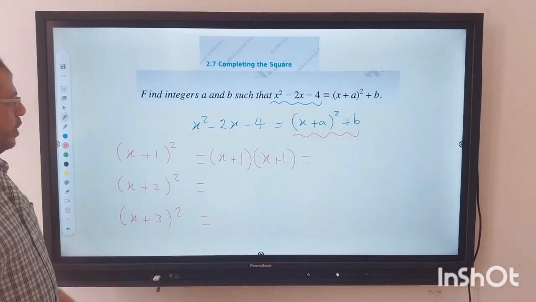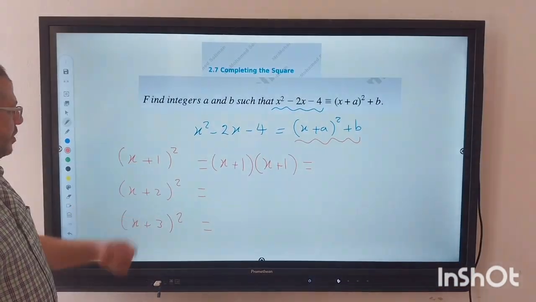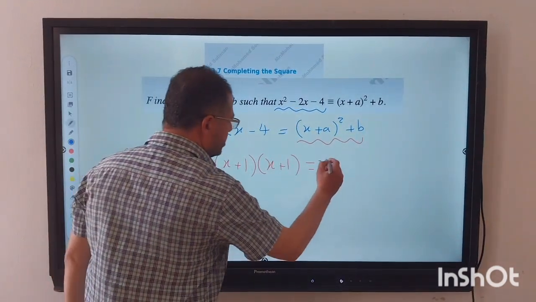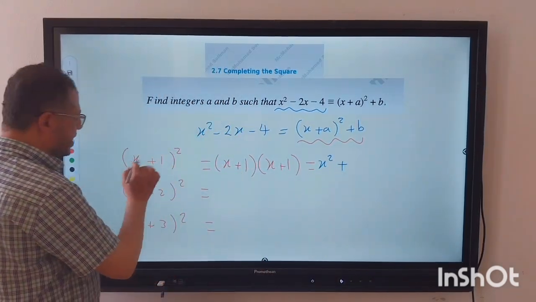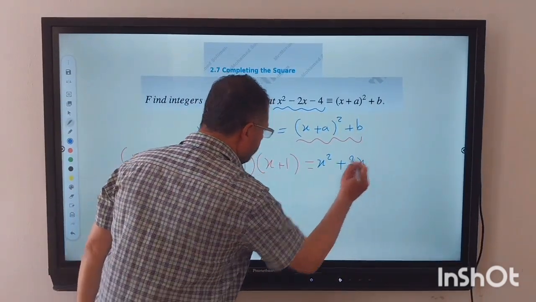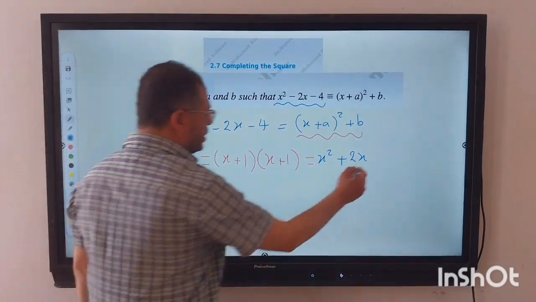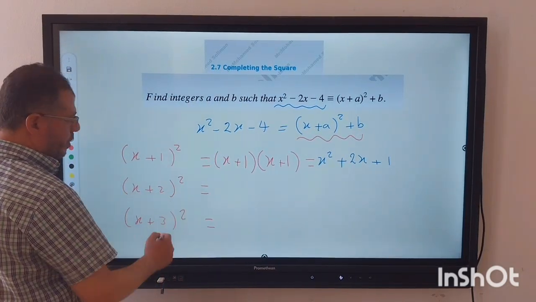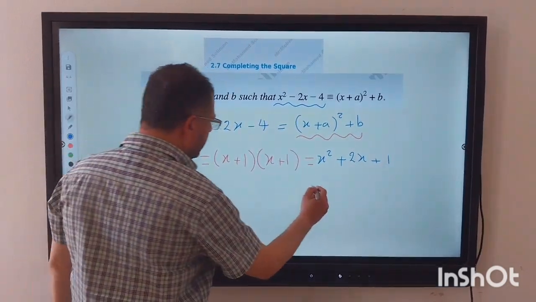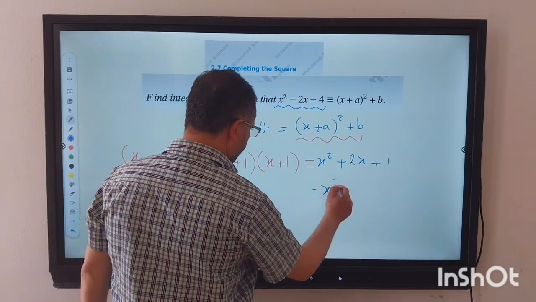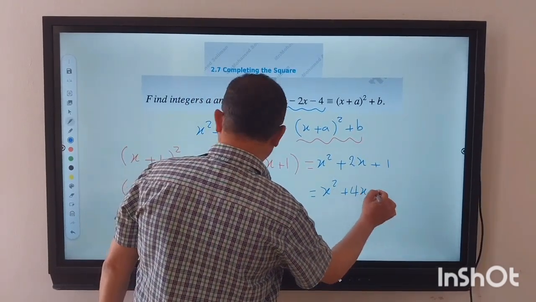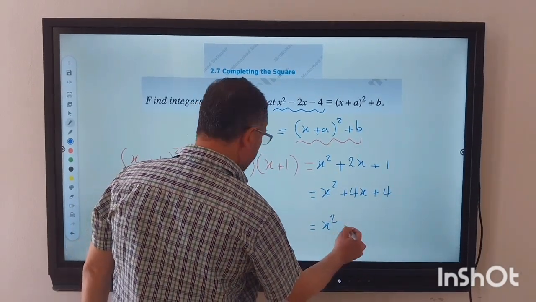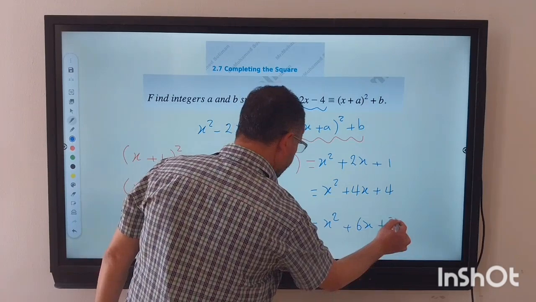But we have a formula, or a rule, to expand these brackets directly. We write x^2, the first squared, plus first times second times 2, which is 2x, plus the second squared, which is plus 1. Also, if you have (x + 2)^2, directly it will be x^2 + 4x + 4. Then the third one will be x^2 + 6x + 9.